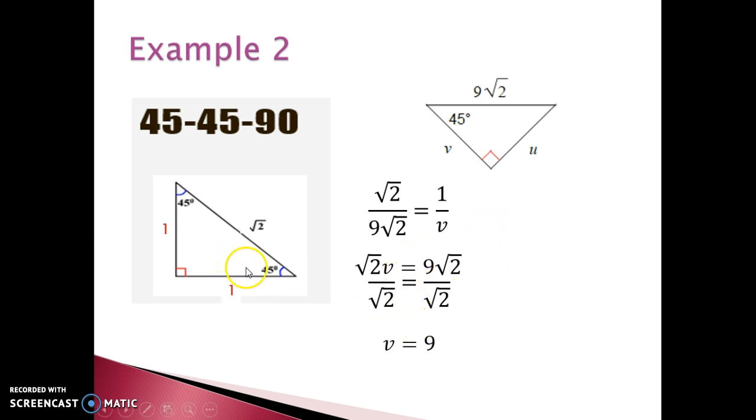Now one thing that's cool about a 45, 45, 90 is that the sides are equal to each other. So what that means is that v is equal to u as well, so that means that u is also 9. So you can do that one without showing any work.